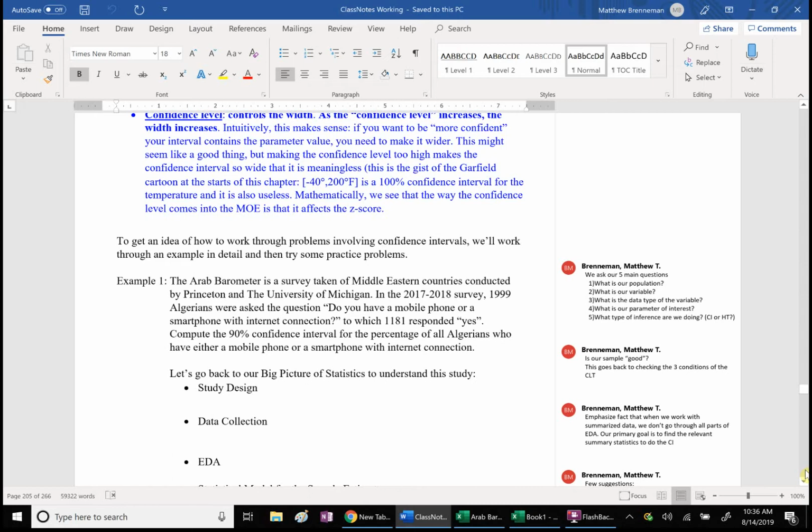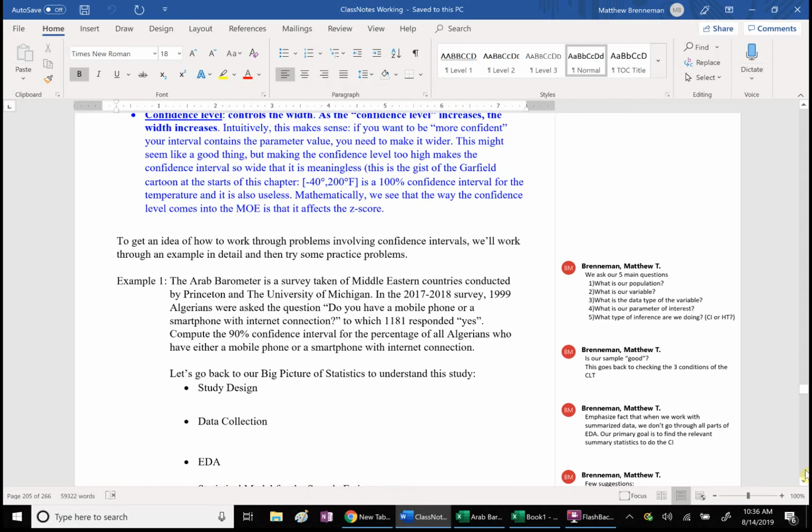Our variable is the response to the question, whether or not they have a mobile or smartphone. The parameter is the percentage of people in that population that have a mobile phone or a smartphone. We want to look at our data collection. Okay, we're going to assume, since it's done by a major university, they did a good job. They took a random sample. And in fact, if you read the survey methodology on the website for the Arab Barometer, you'll see that they do an incredibly good job.